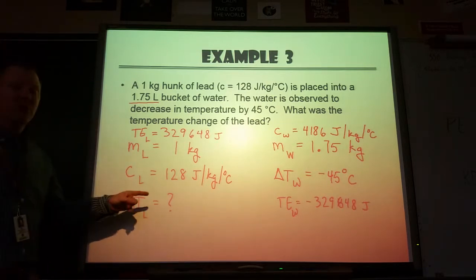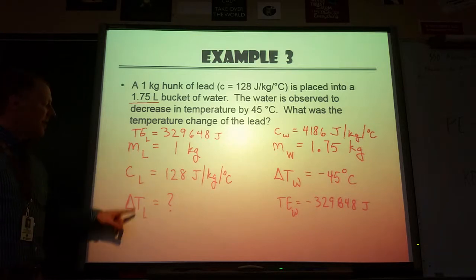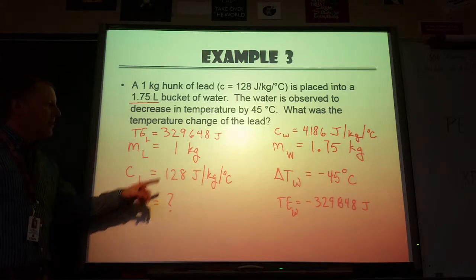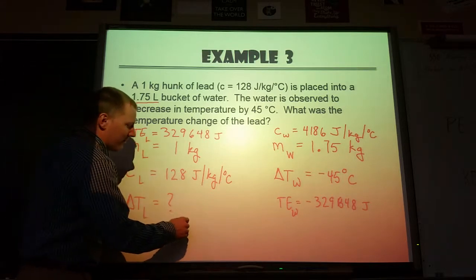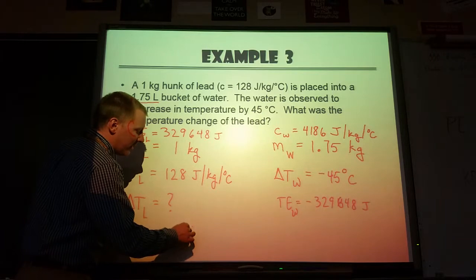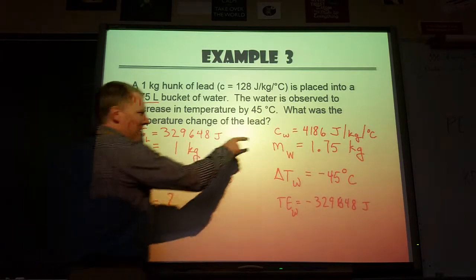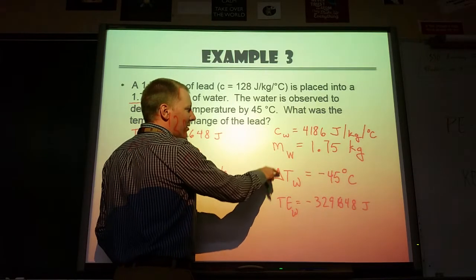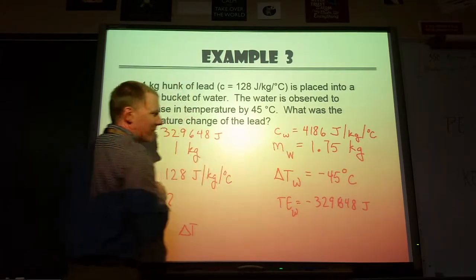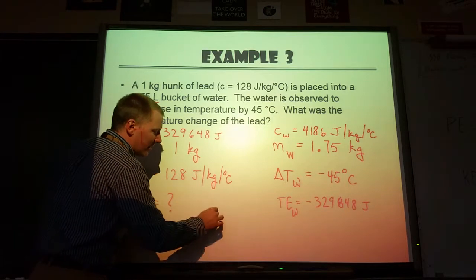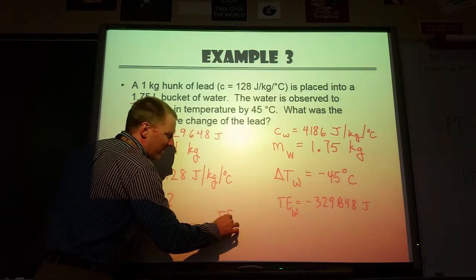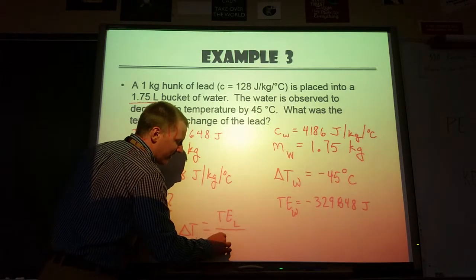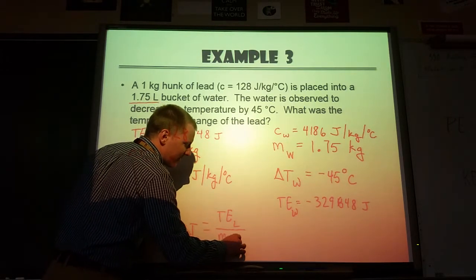So now we do know everything except the change in temperature. If we take our formula, TE equals MC delta T, and we want to solve just for that delta T for our lead, we'll have to divide by both of those. And we'll end up with the thermal energy, this time of the lead, over the mass of the lead times the specific heat of the lead.